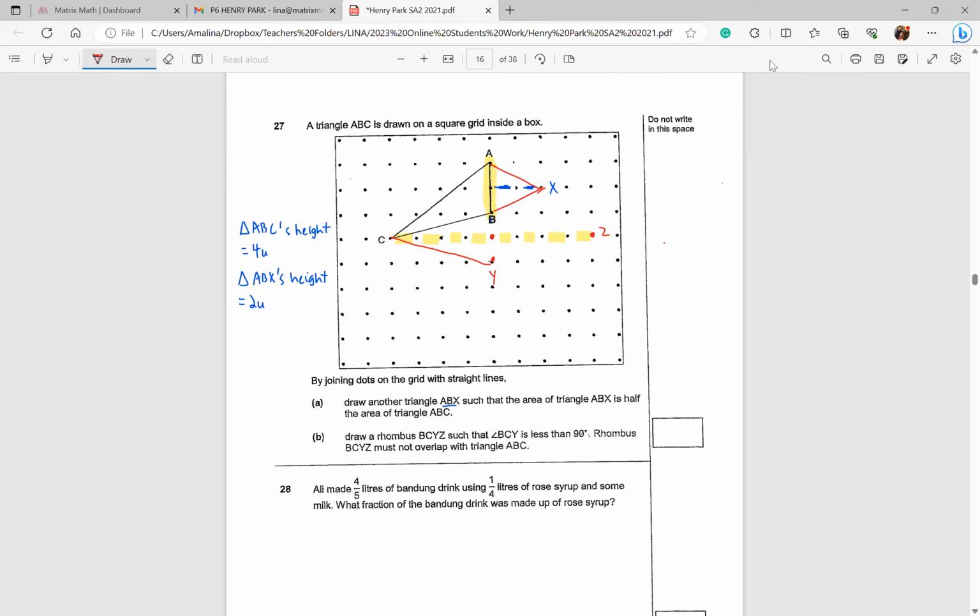Okay, so now I can connect the lines. I will connect from Y to Z and then from B to Z. So that will be my rhombus. If you want, you can also include the arrows to show that these two sides are parallel to each other. Same for these two sides, they are parallel to each other. So that's the answer for question 27.